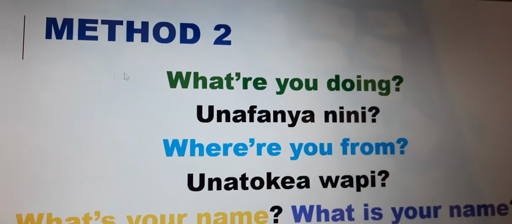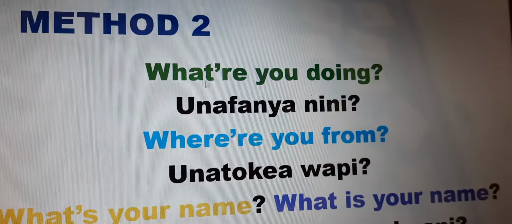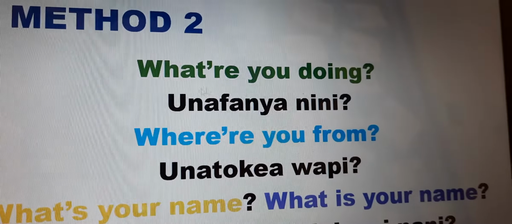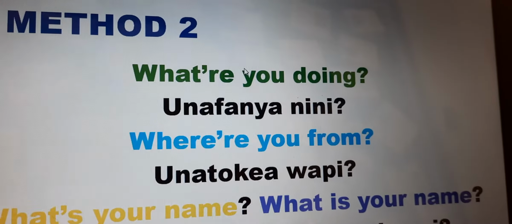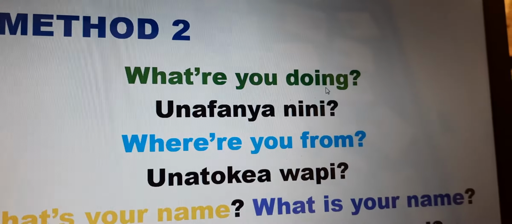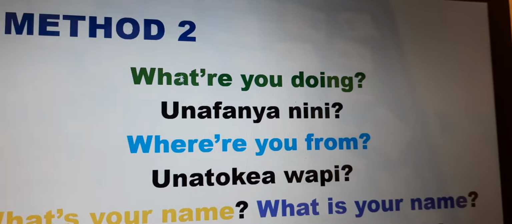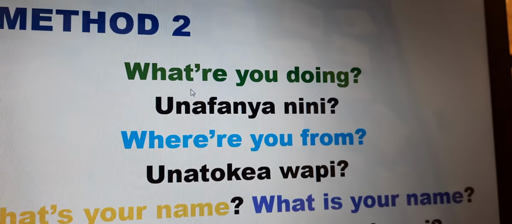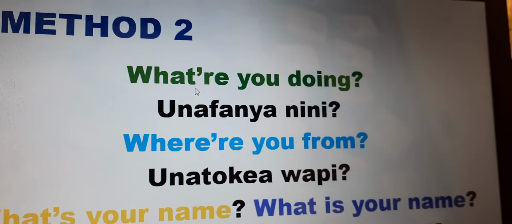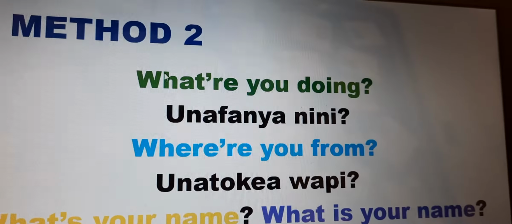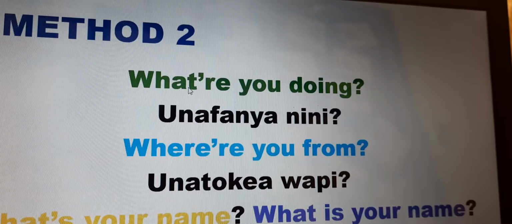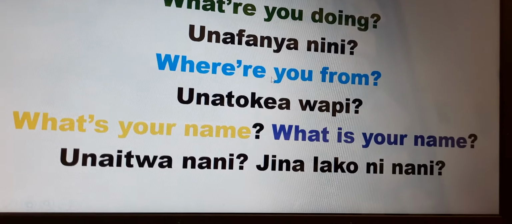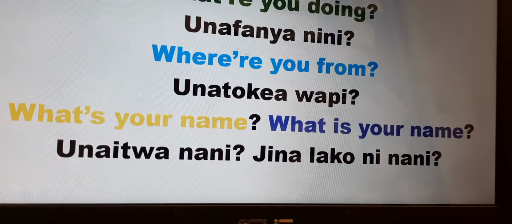Turudi tena. Hii ni method ya pili ya kuuliza maswali. Hii hapa ni ufupi wa are. Where ni ufupi wa what are. What are you doing? Hapa tunafupisha what are you doing. Kwa mtaani tunasema what you doing. Hapa tunasema what are you doing. Where are you from? Ufupi wake hapa.